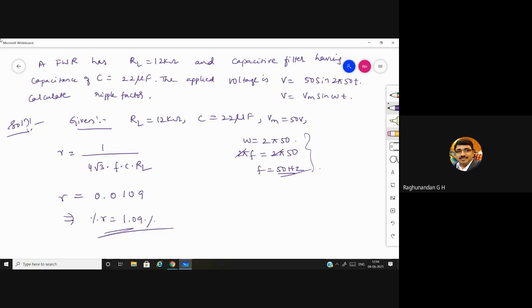48.6%. But after using the capacitor filter, we have reduced that 48% to 1%. Okay, this is the advantage of using the capacitor.